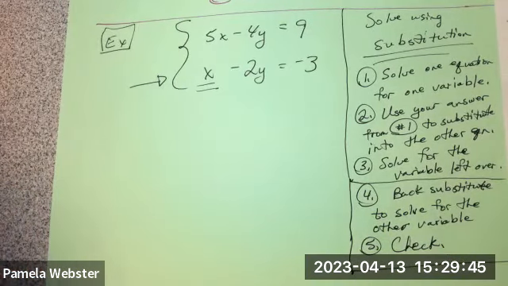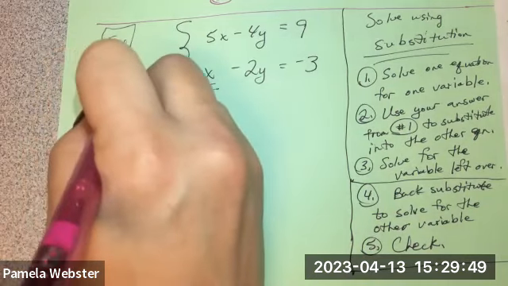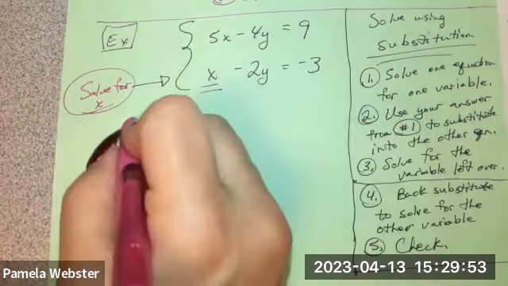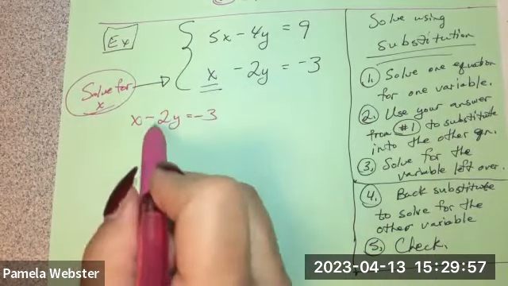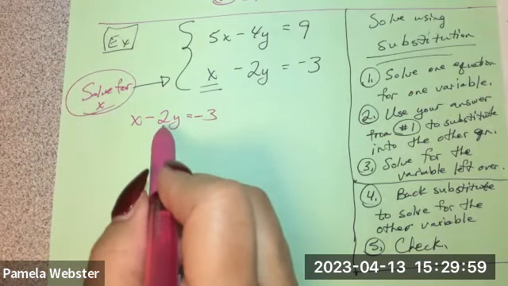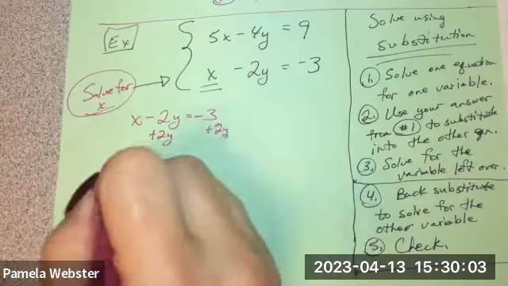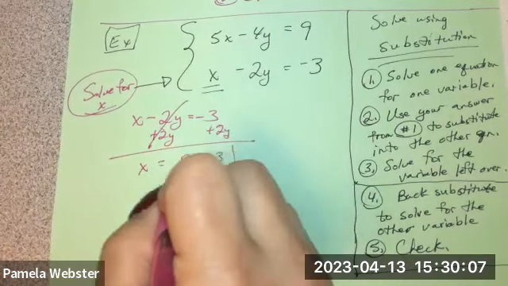Okay, so we're going to do this one by substitution. So here I'm going to solve for x. This is what it's going to look like. I'm going to take this equation, x minus 2y equals -3, and I'm going to solve for x. So get rid of this -2y. I'm going to add 2y to both sides. Boom, x equals 2y minus 3.